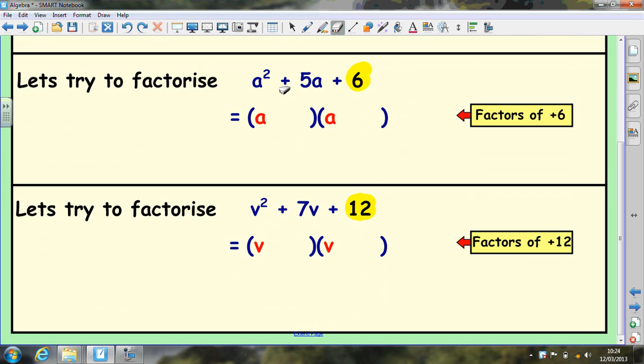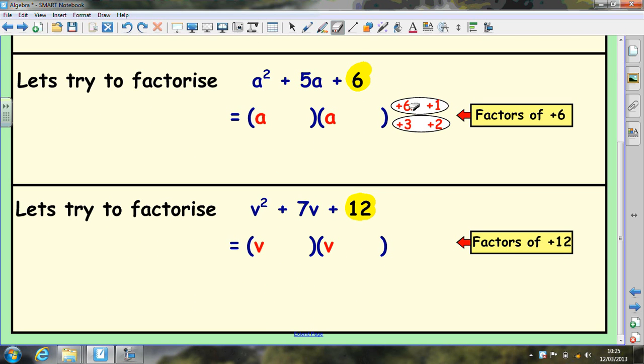Going down to the next example, we've got a 6 at the end this time. So you firstly have to write down the things that multiply to make 6. So we can have 6 times 1 or 3 times 2. So this time we've got a choice. We can either put a 6 and the 1 at the end or a 3 and the 2, but what we have to remember is these values have to add together to make the middle value here.